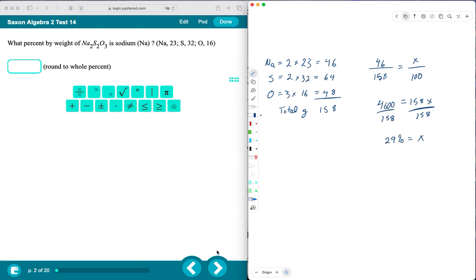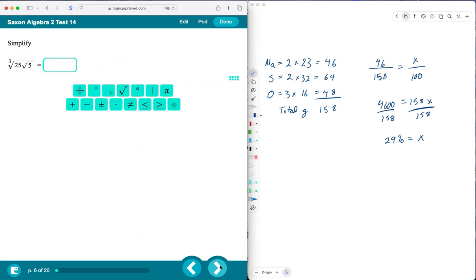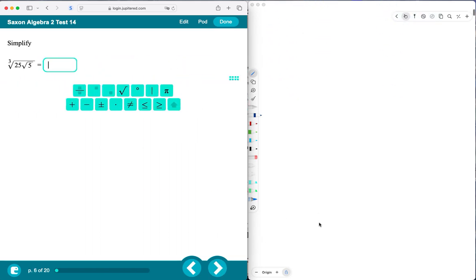Okay, the next one was number 6 that you needed help with. This one right here. So what you did was you solved it to a decimal. We do not want you to solve it to a decimal. Instead, we want you to solve it to a fractional exponent. So when we look at this, we have the third root of 25 times the square root of 5. We're going to start by making the bases the same. We know that 25 is 5 squared.